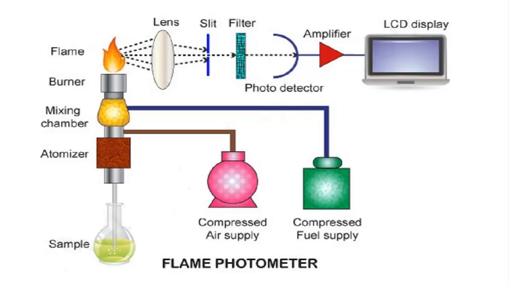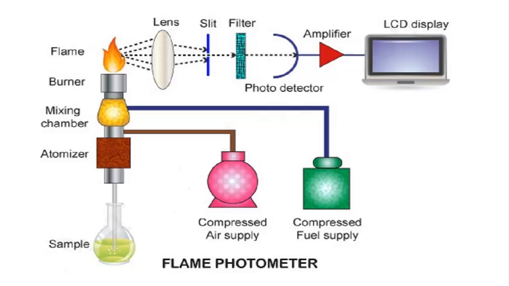And this is the block diagram of the components of a flame photometer. In fact, the fluid that we intend to measure the concentration of elements in should be sprayed into the flame by an air compressor. You can see this compressor where it's written compressed air supply.